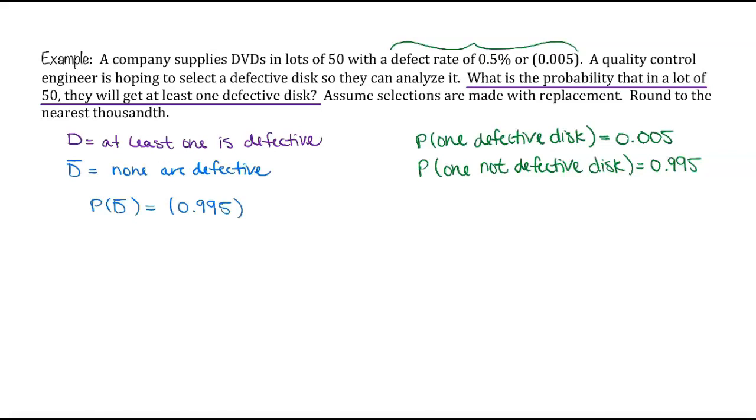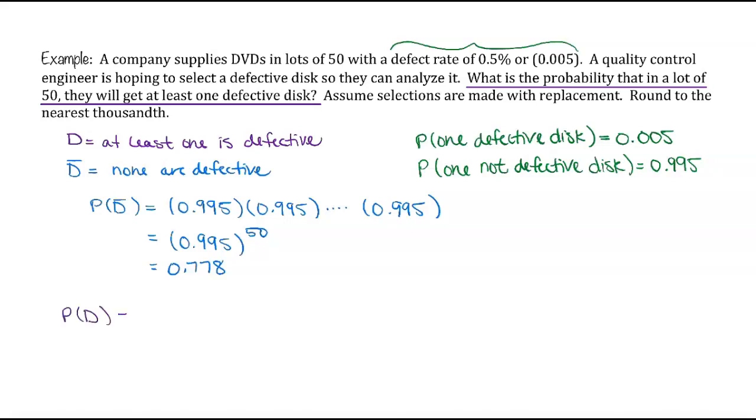And if we replace that disc, the probability of pulling another one that's not defective is again 0.995. And we repeat this 50 times. So what we really have here is 0.995 raised to the power of 50, or 0.778. Now that we have the probability of the complement, we can get back to calculating the probability of our event D. The probability of having at least one defective disc in this lot of 50 is 1 minus the probability of not having any that are defective, or 1 minus 0.778, or 0.222.